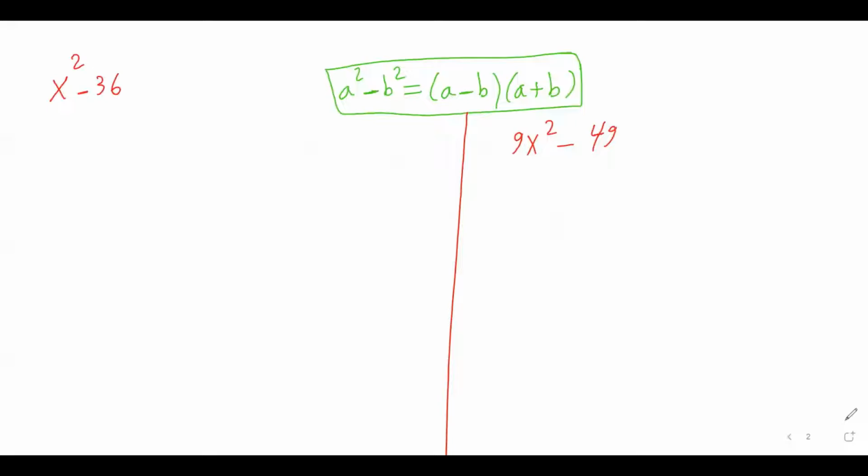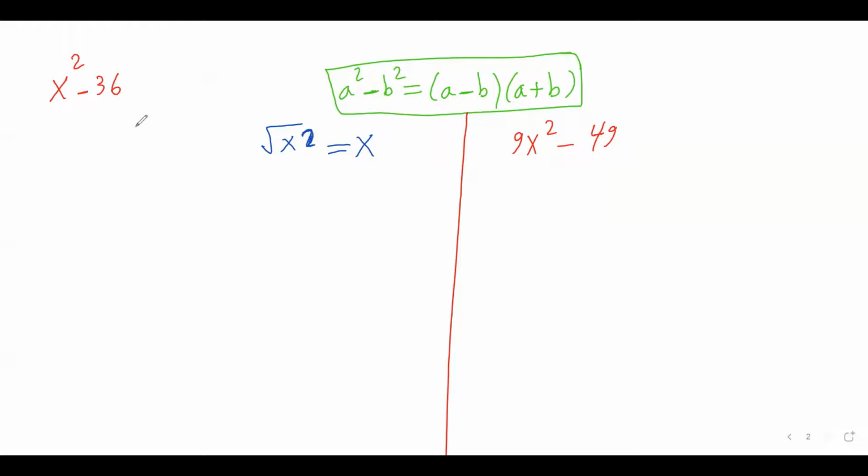Let's take a look at this one. I have x squared minus 36. So the first thing we need to do is recognize this as a difference of a square. How can we do that? We need to check if this is a difference of two terms which are perfect squares. So I have to check if this term and this term both are perfect squares. x squared is a perfect square. It's just x times x. So if I square root x squared, that gives me x.